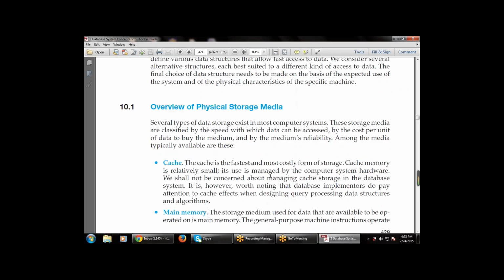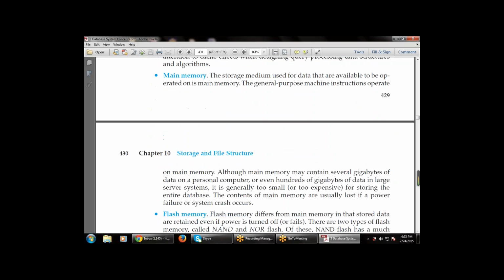Then next is the main memory, that is the internal memory, that is the RAM, a random access memory in which we can store the data. The general purpose of the main memory is that it is used with various gigabytes, in various personal computers.